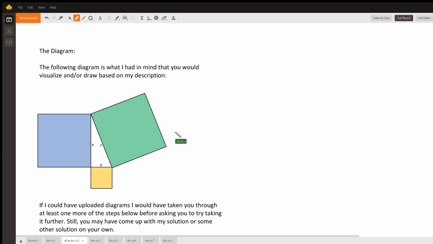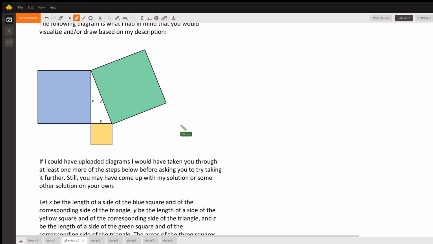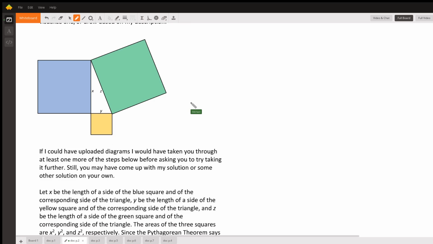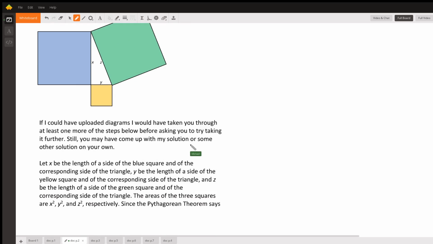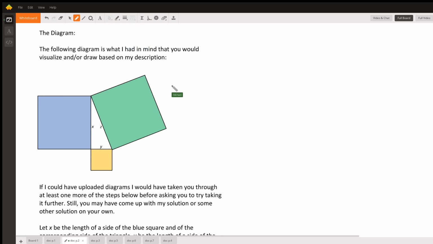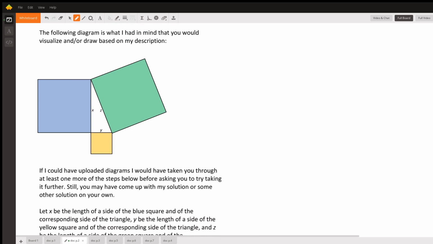This is the image that I had in mind that you could do from my description of the problem. I would have liked to get to one of the steps further along before cutting you loose to try to go further, but it would be hard to describe those other images, so we're stuck with this.